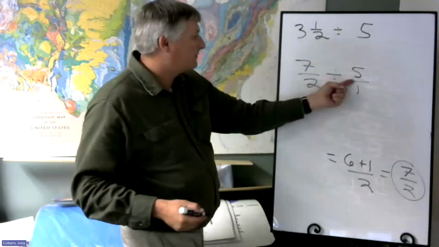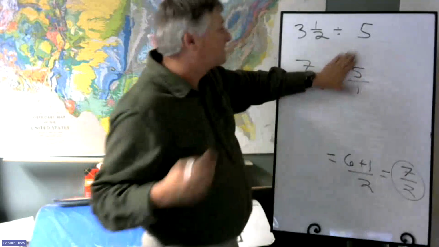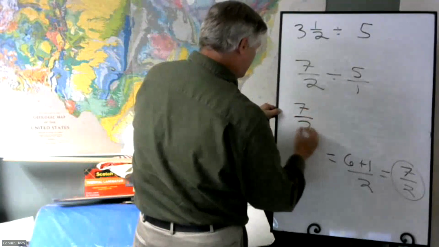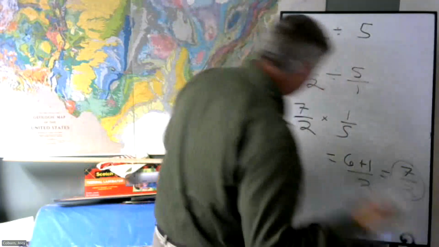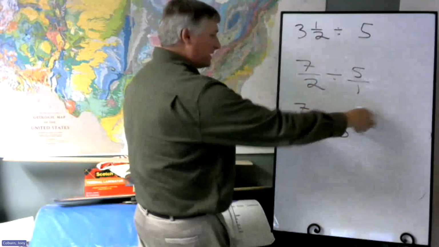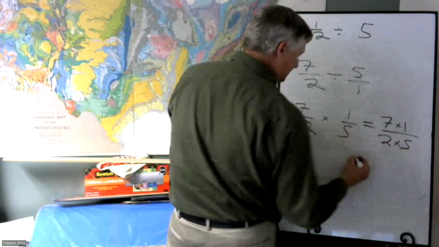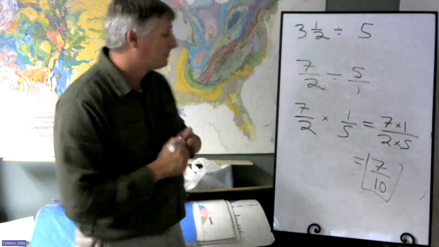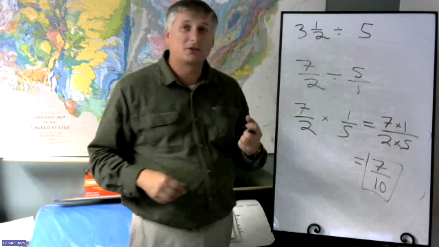And again, remember fractions are division, so 5 divided by 1 is still 5. We do KFC. Change this to multiplication. Multiply directly. And we get 7 tenths. And that's our answer. So that's an introduction to dividing with fractions. Any questions, let me know.